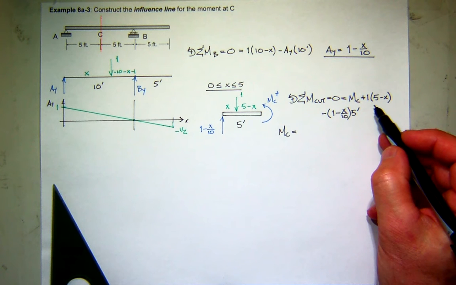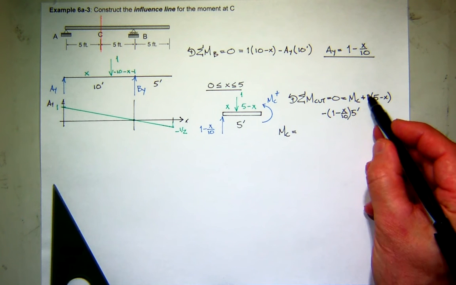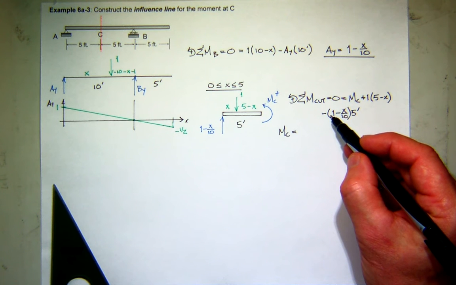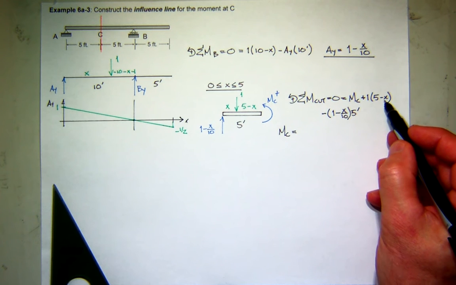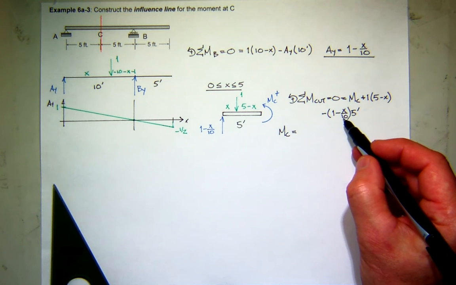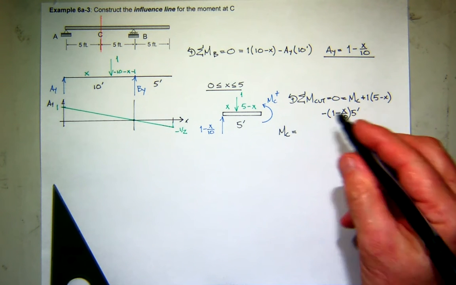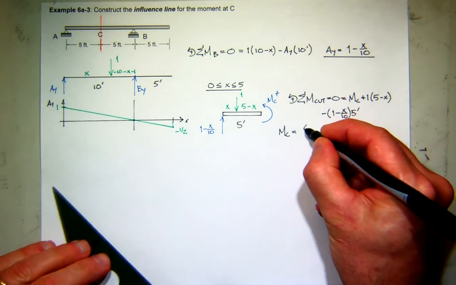So let's solve for the moment at C. Let's see, what do I get? There's positive 5, there's negative 5, so that cancels. Here's negative X, here's positive X over 2. So it looks like I get X over 2.